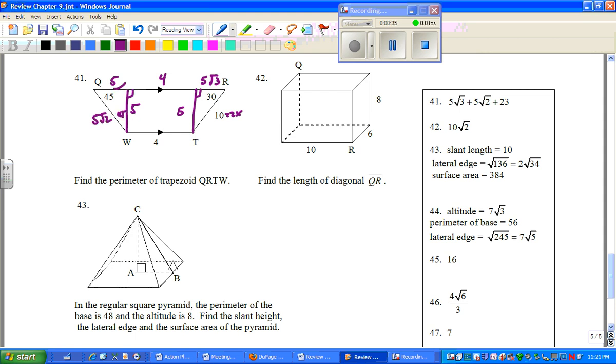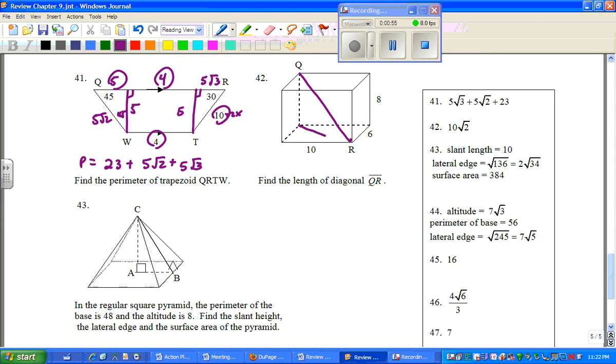Let's add that all up. We got a 5, a 4, a 4, and a 10. So when we add that up, that's 23 plus a 5 root 2 and a 5 root 3 for the perimeter, and we're done. Find the length of QR. QR is the diagonal that we're looking for.